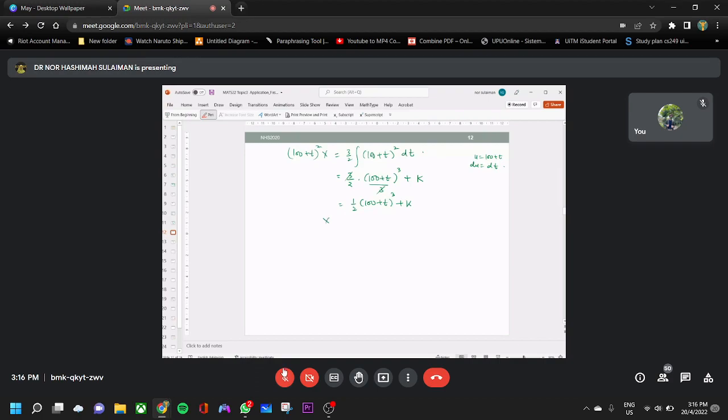Okay, and we want to get rid of the coefficient of X on the left hand side. We divide all the terms dengan 100 plus T kuasa 2. So this one becomes 1 over 2, put it in the bracket, 100 plus T to the power of 1 lah kan, sebab dah bagi dengan to the power of 2 tu. Okay, plus K over 100 plus T to the power of 2. Are we done?